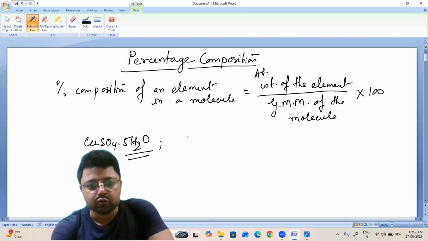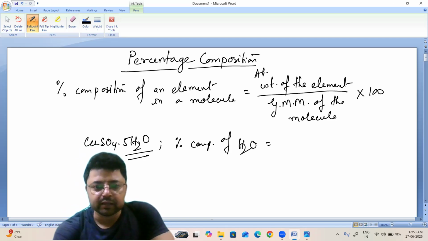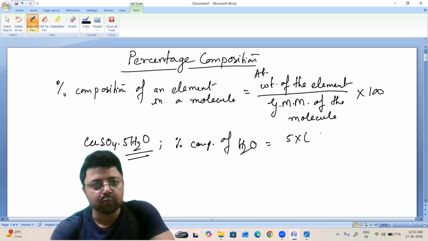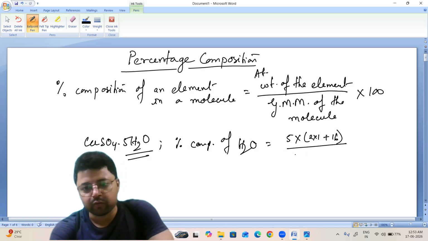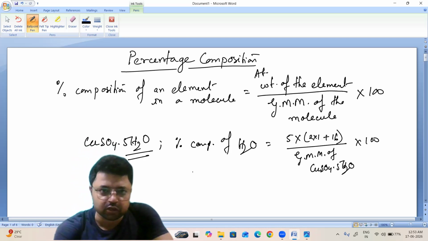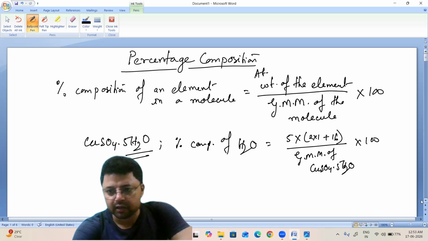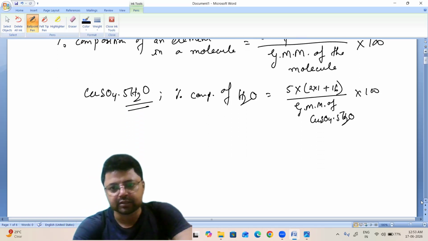So here you will do what? First of all, the percentage composition of water. Here it will be very simple that you have 5H2O, so 5 times the molecular mass of water, 2 into 1 plus 16, divided by the total gram molecular mass of CuSO4.5H2O, times 100. This is how you will calculate the percentage composition of water. It's very simple and it's very easy for you to do it.